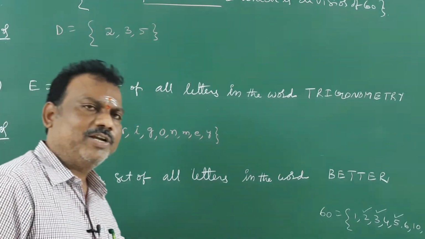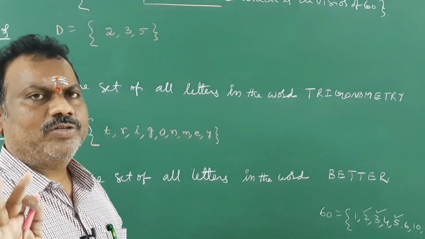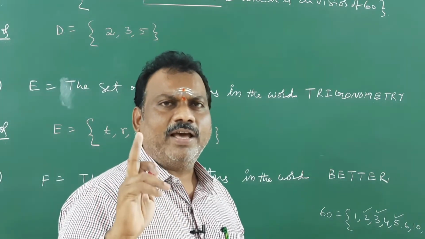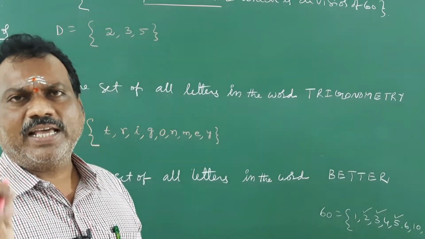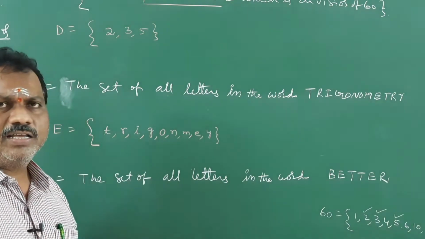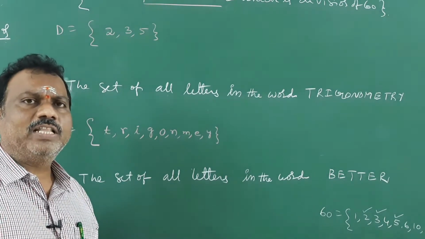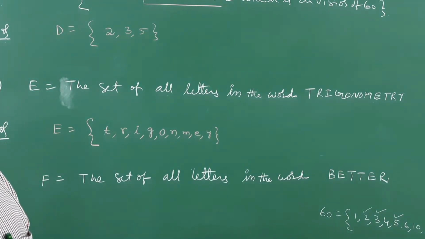We are arranging into roster form. While writing roster form, you should keep two important things in your mind. First one, repetition not allowed. Second one, order is immaterial. Whether you are starting with T or R, I, J, O, that is immaterial. Clear, students? But repetition not allowed.